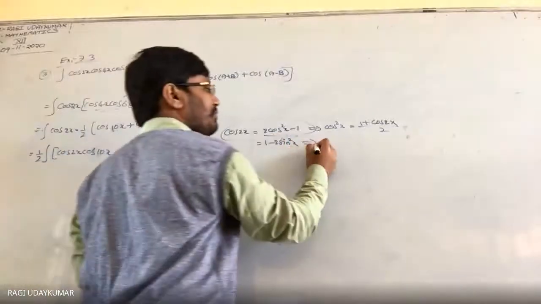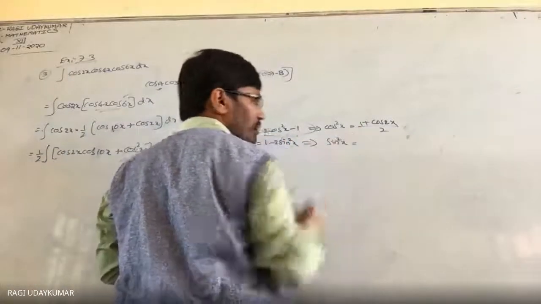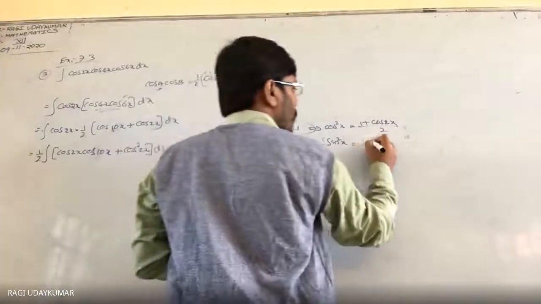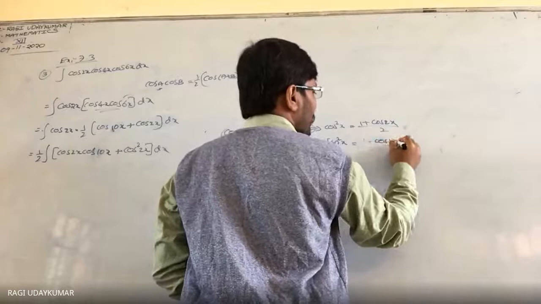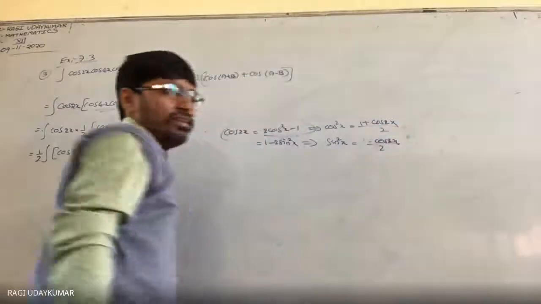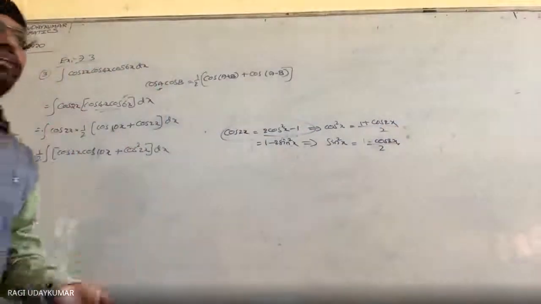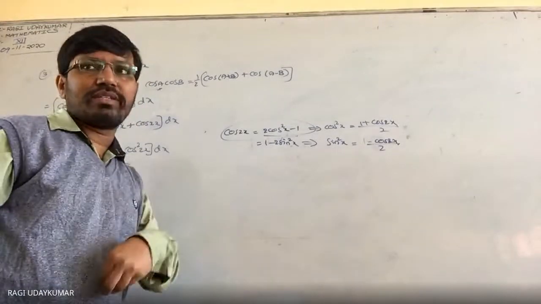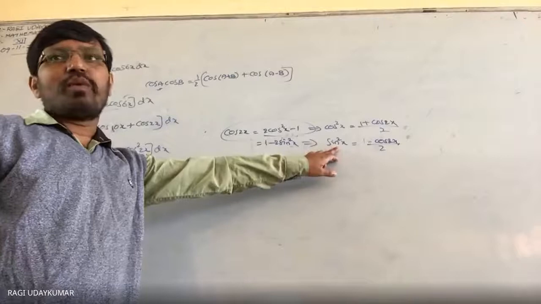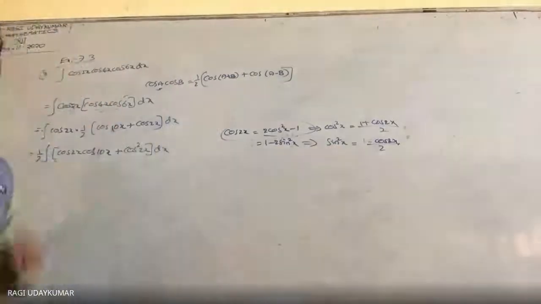From this, sin square x is equal to (1 minus cos 2x) by 2. This also you have to remember. Cos square x is equal to (1 plus cos 2x) by 2. Sin square x is equal to (1 minus cos 2x) by 2. This is used in the first problem. Now here we have to use the second one.